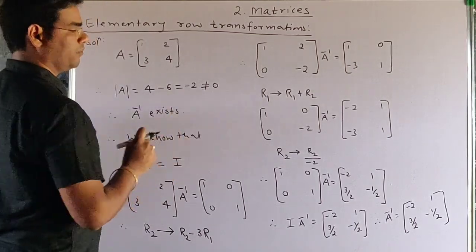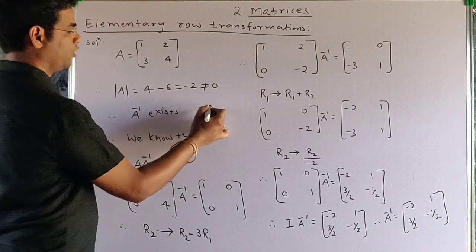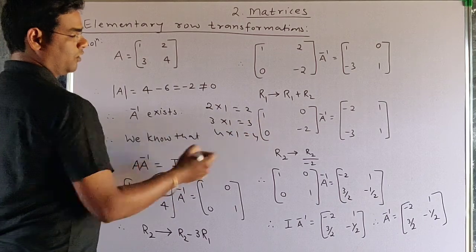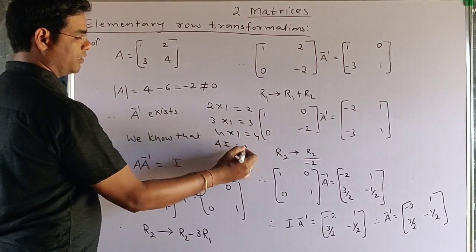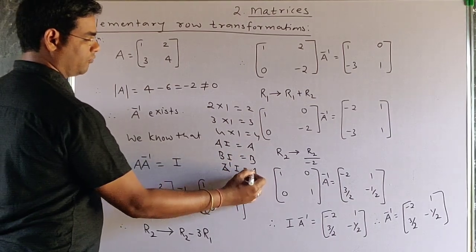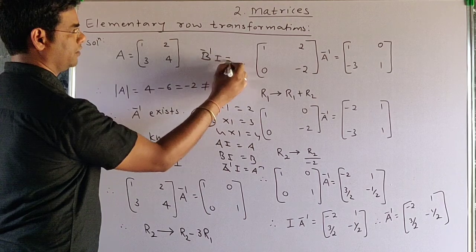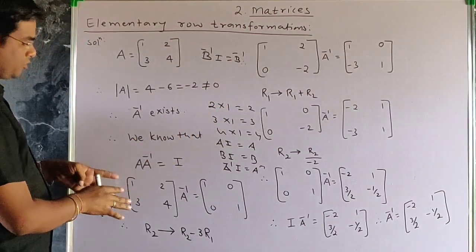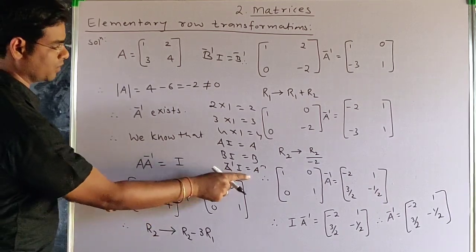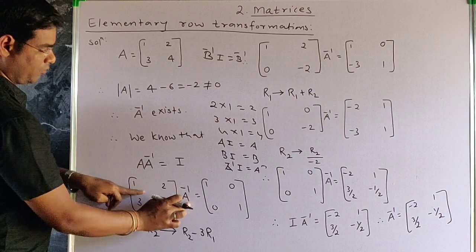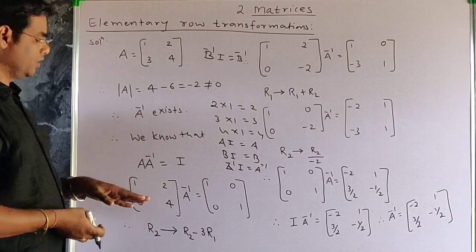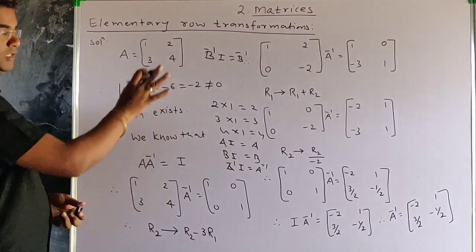Because we know that the identity matrix behaves like one in algebra: 2 into 1 is 2, 3 into 1 is 3, 4 into 1 is 4. Similarly in matrices, A into the identity matrix is A, B into the identity matrix is B, and A inverse into the identity matrix is A inverse. So if we reduce this matrix to the identity matrix, then it becomes I into A inverse, which is A inverse. We will get A with the value of A inverse, and our target is to find A inverse by using transformation.